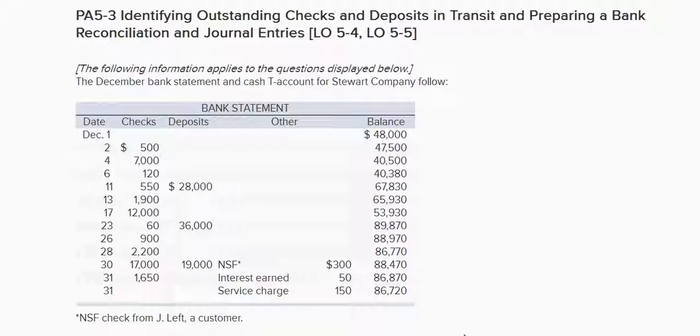Hi, I'm going to be demonstrating how to prepare a bank reconciliation using PA 5-3 on page 243 in your text. It's also the first problem in the Chapter 5 practice problems in Connect. If you have not yet read Chapter 5 or watched the interactive presentation for Chapter 5, please do so before you watch this demonstration.